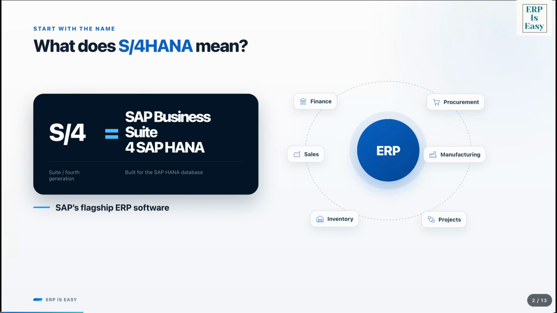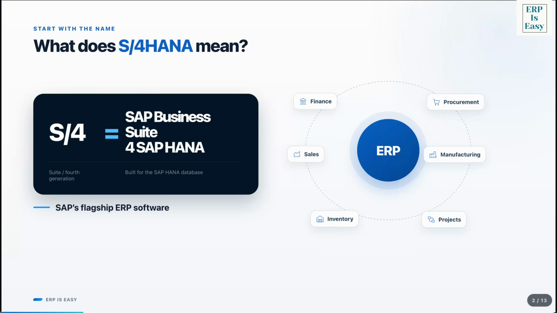For example, big organizations need to manage their finances, purchase products and services from their suppliers, sell products to customers. If they manufacture products, they need to manage inventory, warehouses, equipment, projects, and so on. An ERP system connects all these different business processes together into a single software solution. And S4HANA is SAP's latest generation ERP platform.